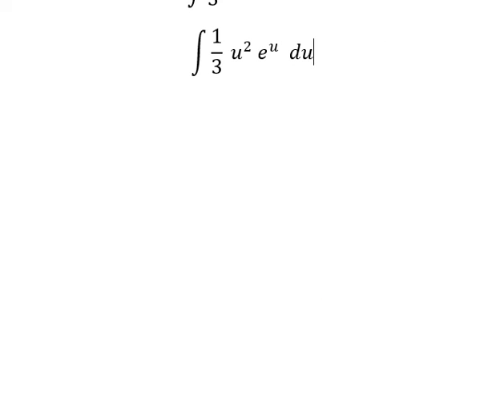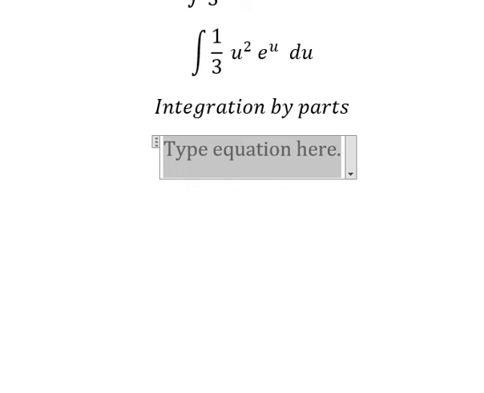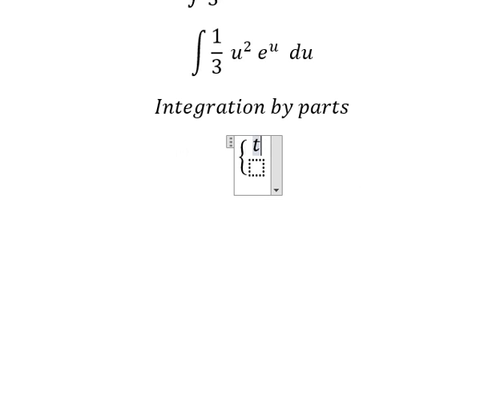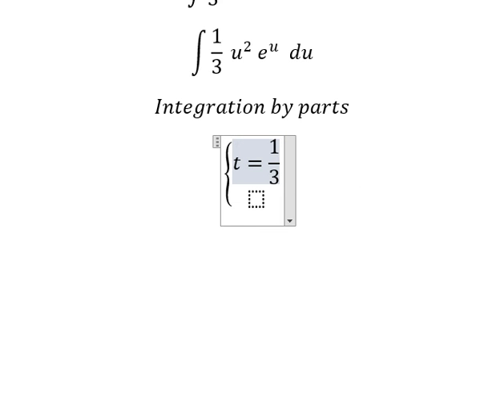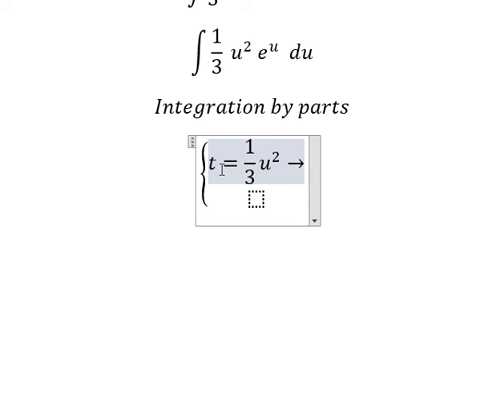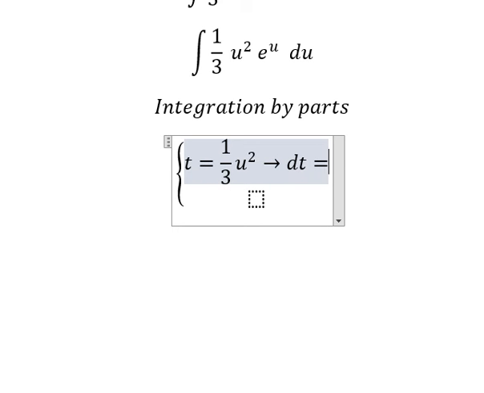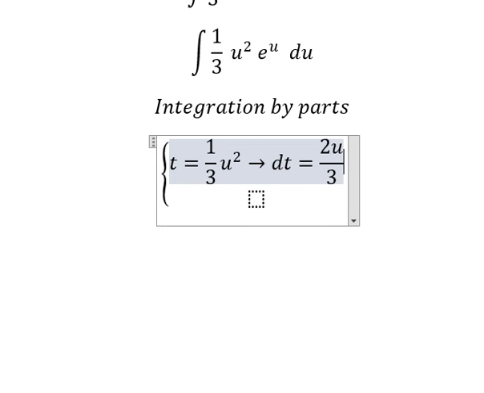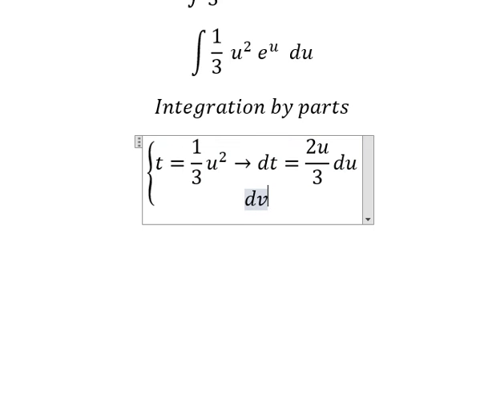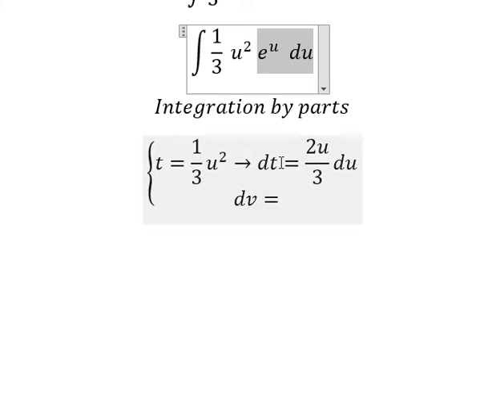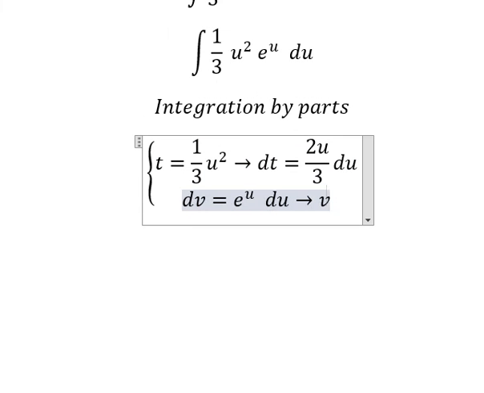Now we can use integration by parts. So I will put t equals 1 over 3 multiplied by u square. Later, we do first the derivative for both sides, and we have 2u over 3 du dv. That is about this one. So the integration we keep the same.